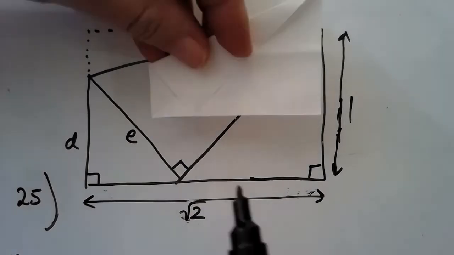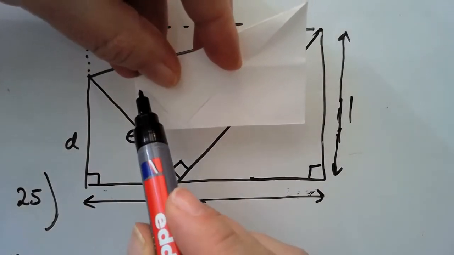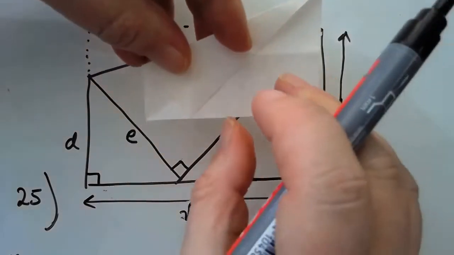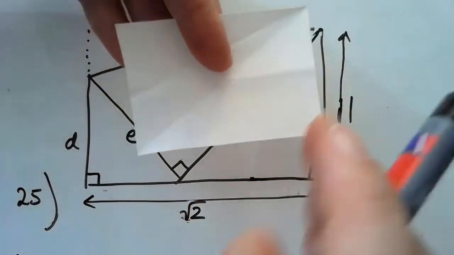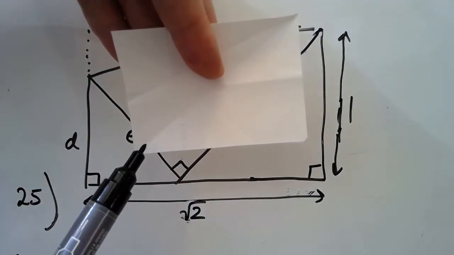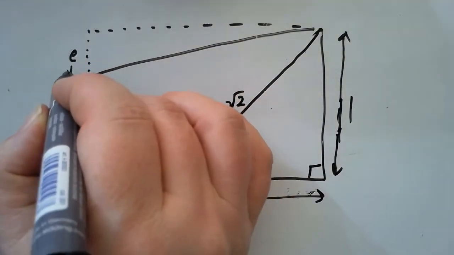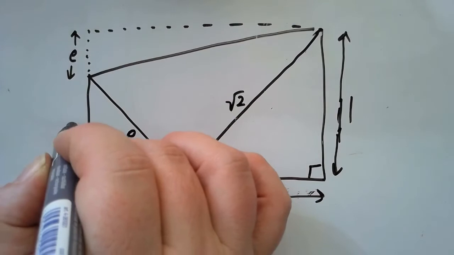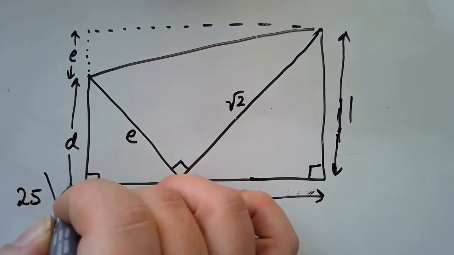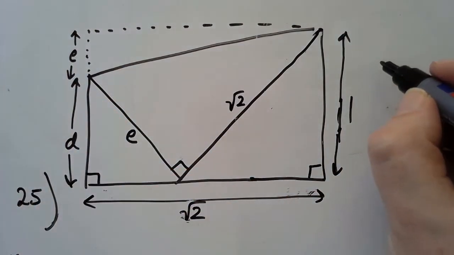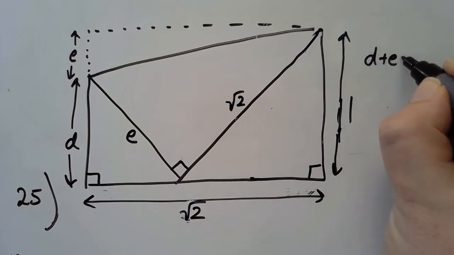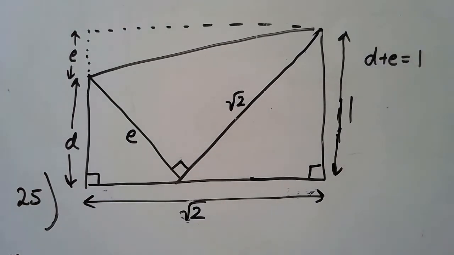What we do know is that if this is D and this is E, then when we unfold it here, D plus E has to equal 1. So this up here is going to be E, this bit here is E, and this length here is D. And we know that D plus E equals 1. Now the letter D isn't in the question, but I'm going to put it in there because it's useful to be able to state that relationship.